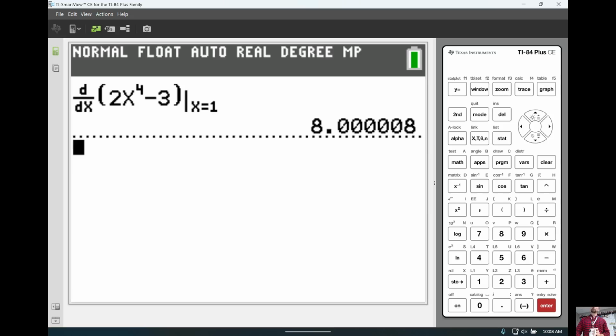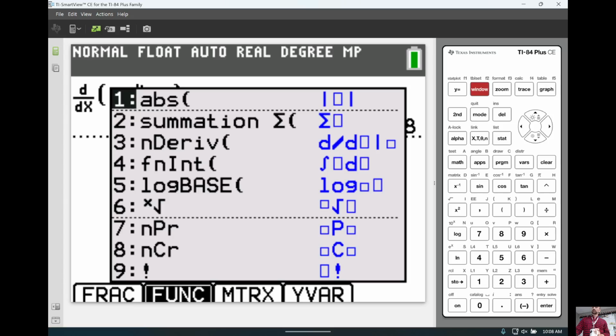Now, it's got a little bit of a rounding error sometimes. The way it calculates this can be a little bit off. So, question 33, did you get an answer of 8? Yeah. Okay. So, I just need you to know that your calculator can do that. Practice finding it a couple times so that when you need it, you know it's there.